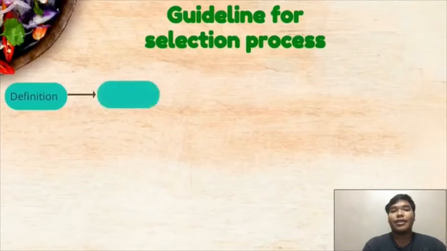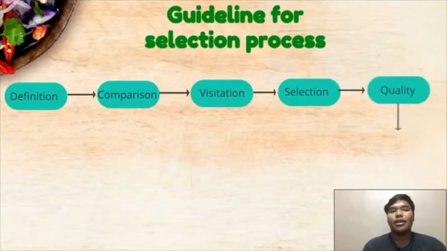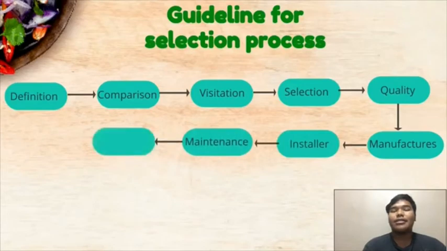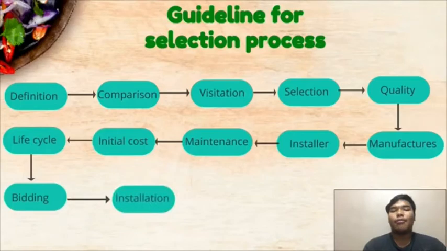Next is the guideline for the selection process. First is definition. You have to know the definition of your product. Second, comparison between your product and others' products. Next, the site, which means you have to know where you can install your product safely. Next is selection. You have to select which materials are good for your product. Next is quality. You have to find the best quality for your product. Next, you have to search for which manufacturer is ready to manufacture your product.